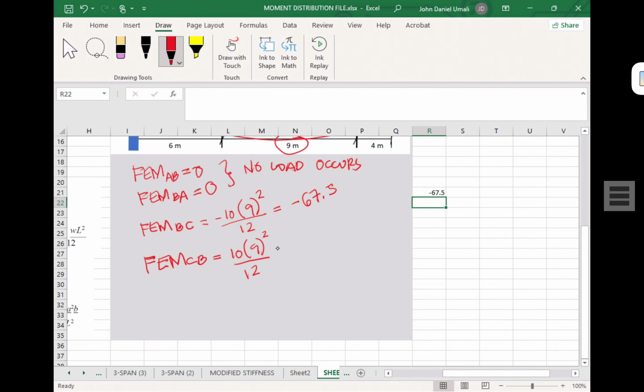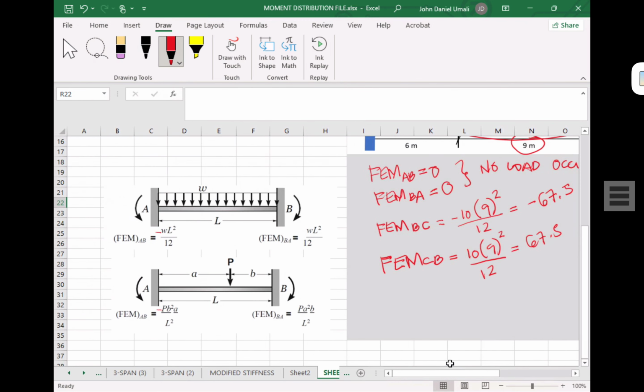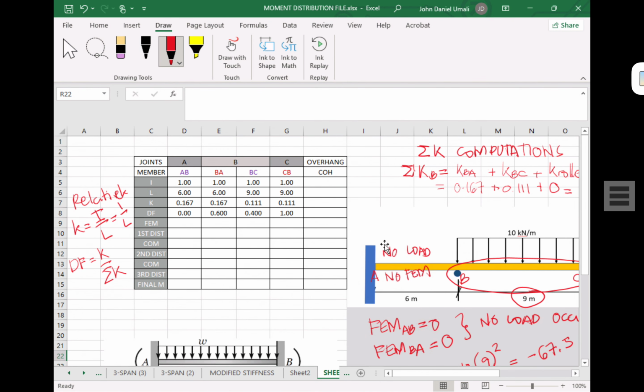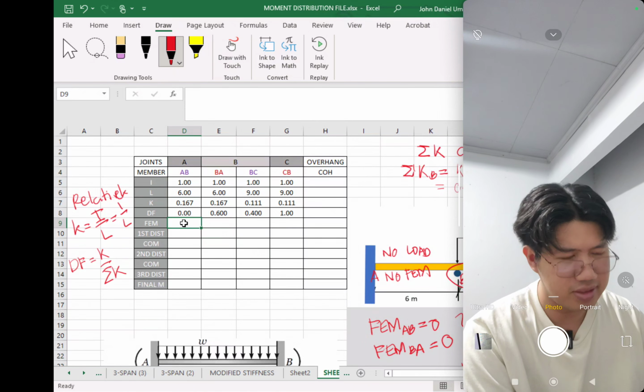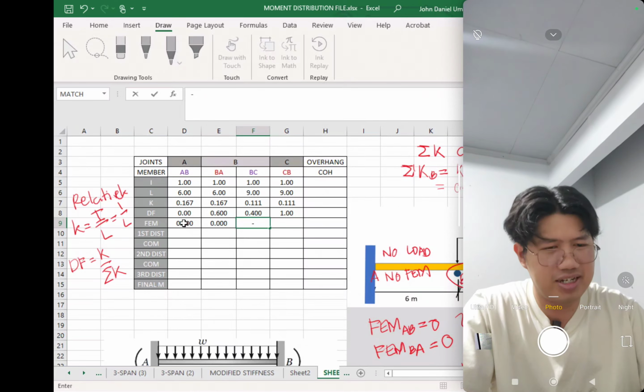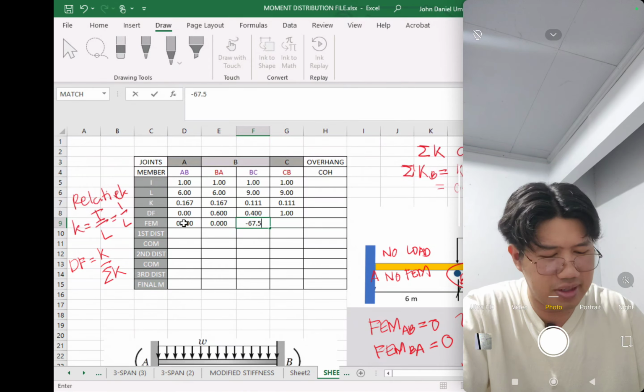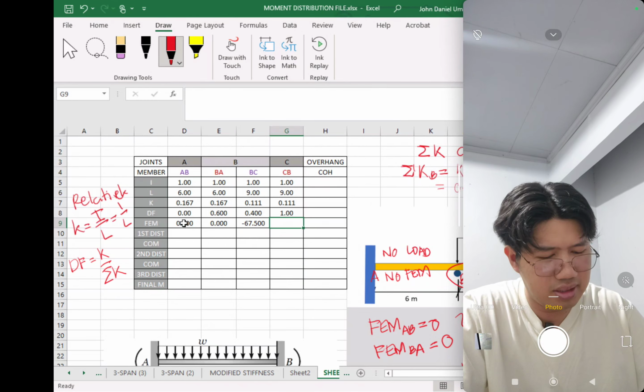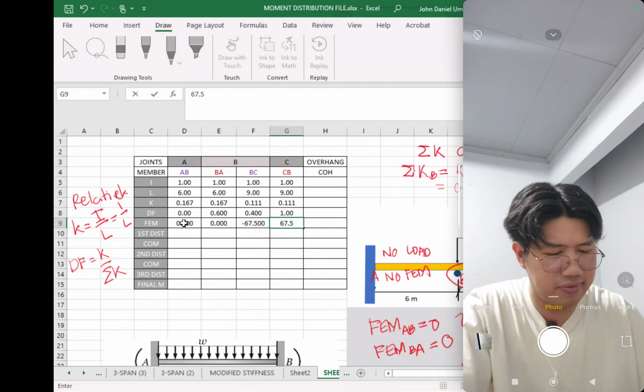Anyway, so that is 10 times 9 squared over 12. That is also equal to 67.5. There. So let's input. So FEM AB is 0, 0, and then negative 67.5, and then 67.5.